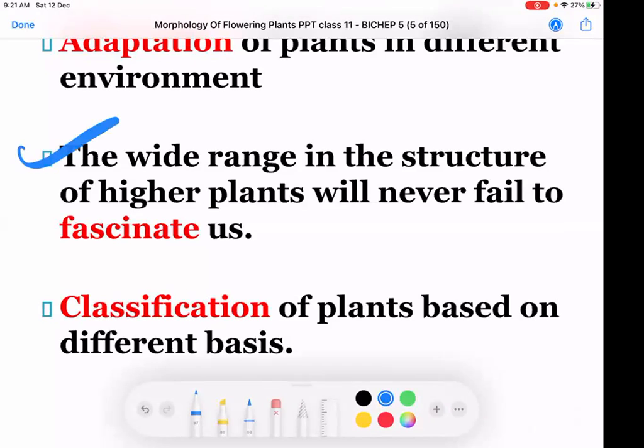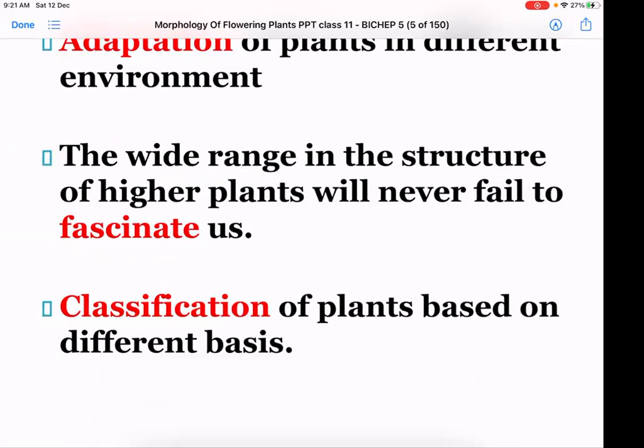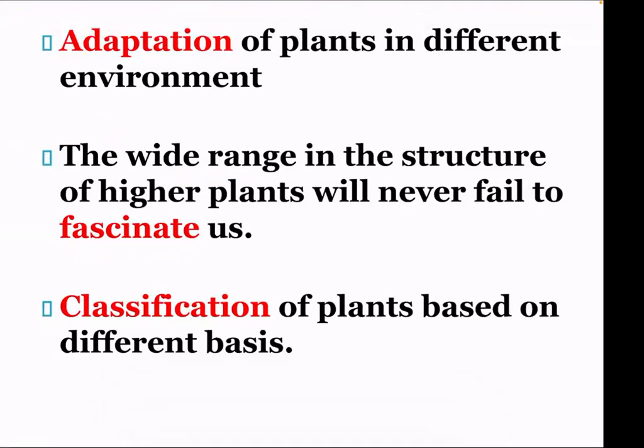Right. So the wide range in structure of the higher plants never fails to fascinate us. We are getting attracted, we are getting surprised by them, at how wide a variety, how wide a degree of varieties they have. And classification of the plants is based on these differences. Right? So that's the advantage we get in classifying them. It is based on their differences or adaptations. Please take the screenshot.